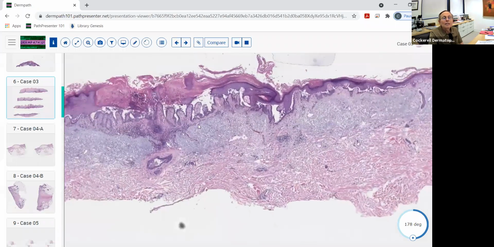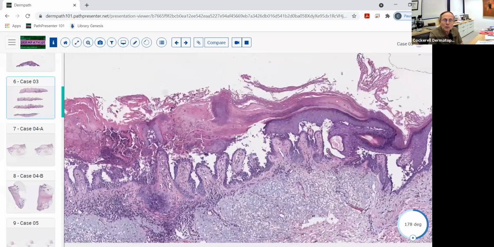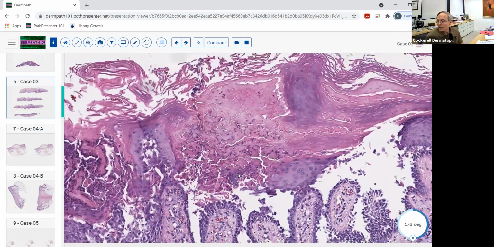Confluent dyskeratosis and acantholysis extending from the basal cell layer all the way through the epithelium. So there's a subepidermal cleft, but then notice at the surface, the overlying roof has also got a lot of acantholytic change to it. So this is Hailey-Hailey disease, also genetically inherited, autosomal dominant.